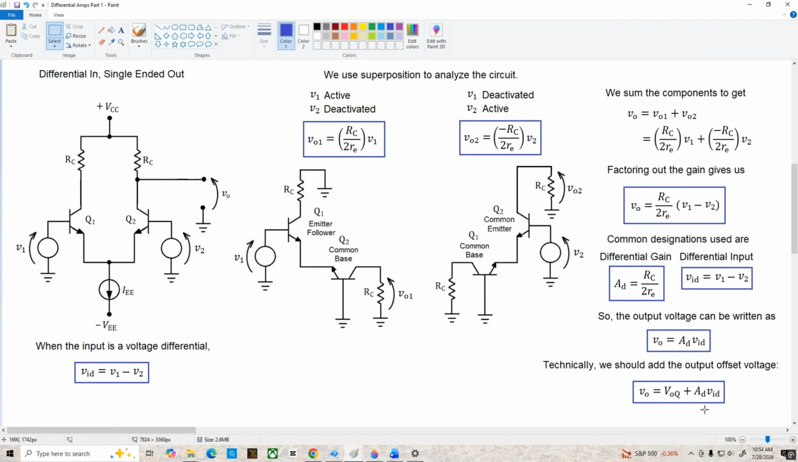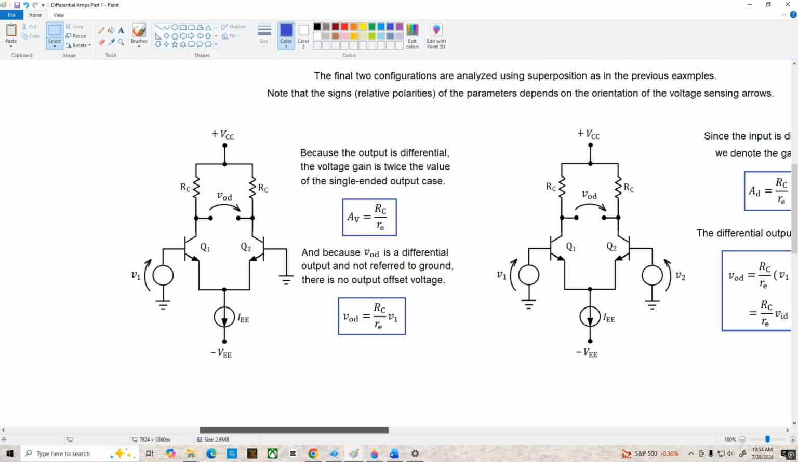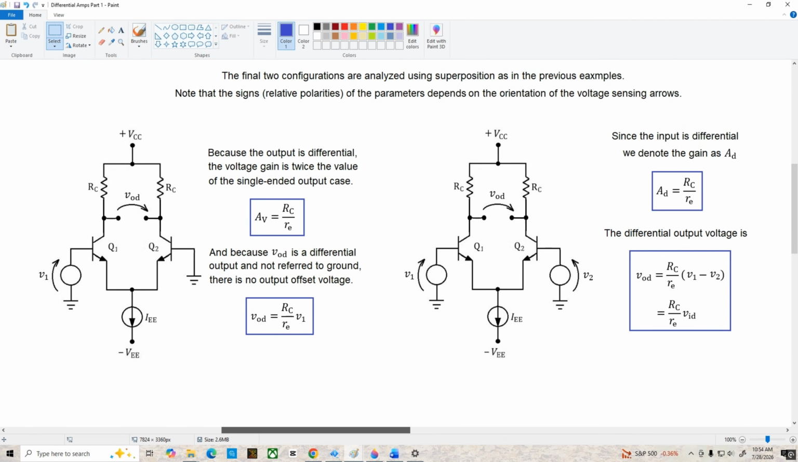Okay, we're getting pretty close to the end here, so let's go on over to the next page and take a look at the final two configurations. Let's start over here on the left with the single-ended in differential out configuration. The analysis is identical to what we've done previously, so this is going to go pretty quickly, but let me switch to the pencil here and explain it this way.